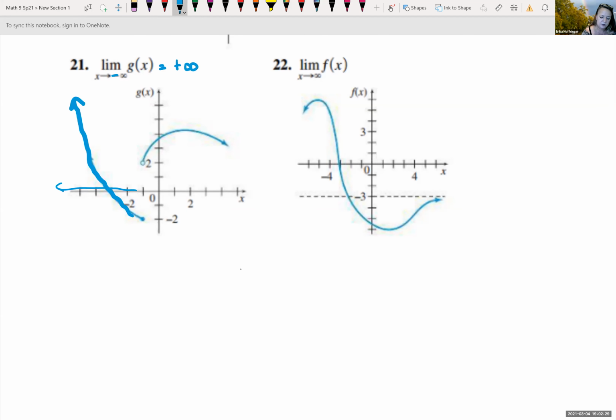In this case, we're looking at f as x is approaching infinity. X is going to infinity. Is there any particular y value that we're getting closer and closer to? It's showing me there's a horizontal asymptote here. So this graph is getting closer and closer to this horizontal line, y equals -3. So this is equal to -3.